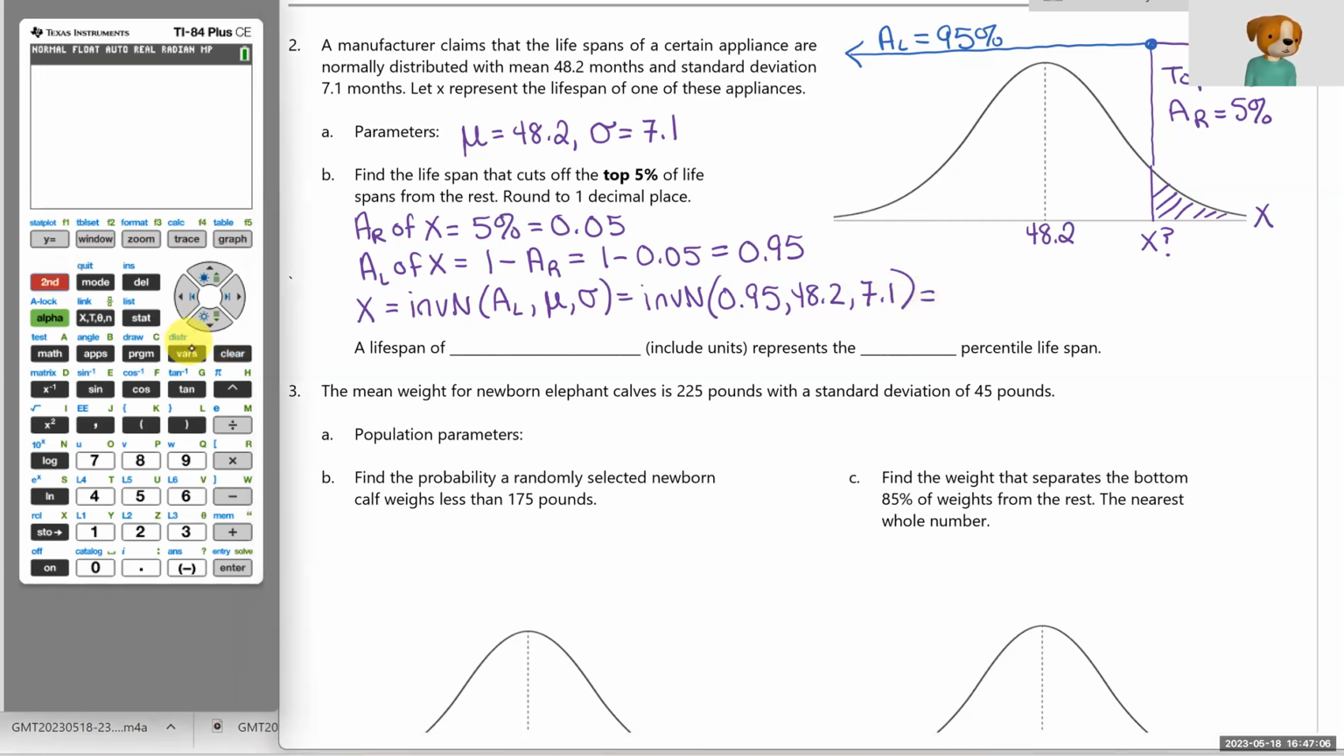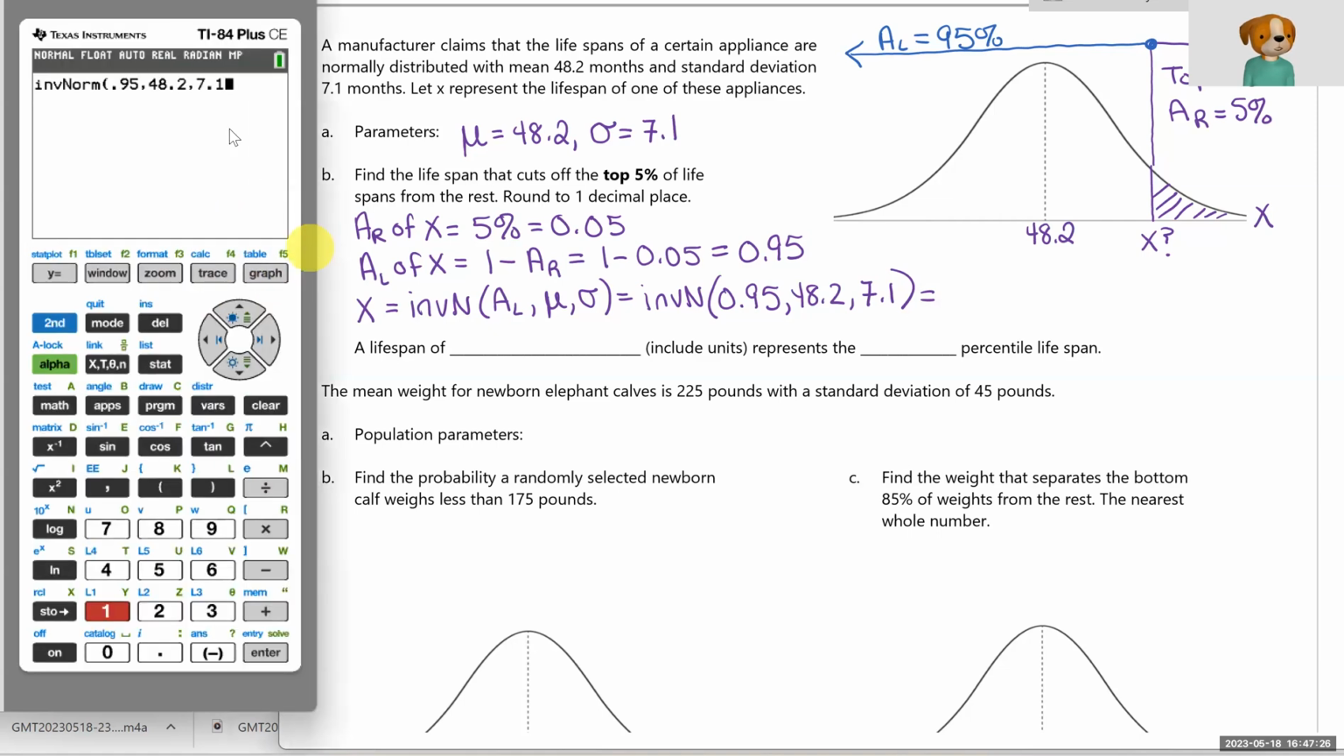All right, so let's try that. So we'll inverse norm 0.95, comma 48.2, comma 7.1. And because my calculator is so small, I think my decimal point there is not a comma. So 48.2, oh, I think I'm good, comma 7.1. All right. And it says to round to 1 decimal place. So that's going to be 59.9.